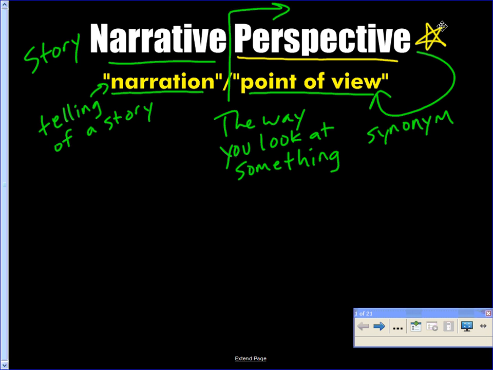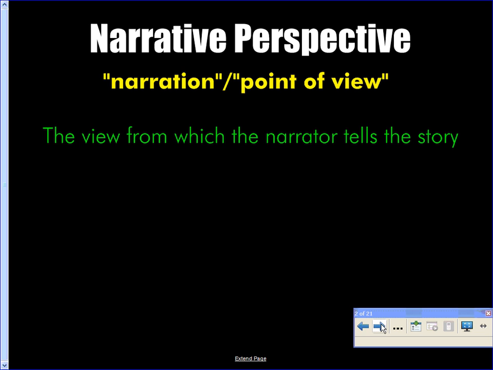So let's go to the specific definition. The view from which the narrator tells the story. View, narrator tells the story. And we'll divide those views into a number of different types, but I'm making something pretty sophisticated that's pretty simple. The way a story is told. The view from which that narrator tells the story. And let's go with some principles.